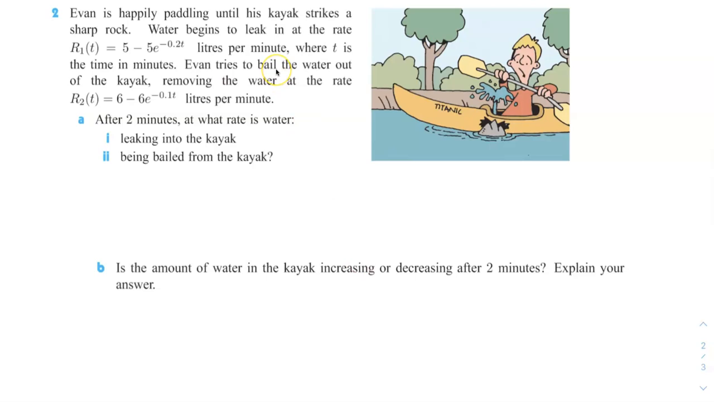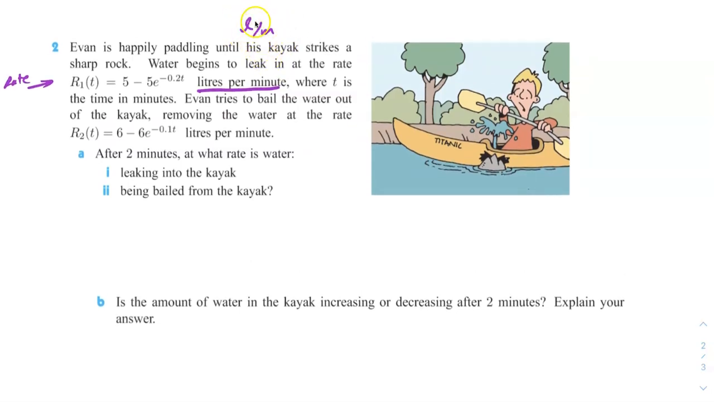But there we go. Okay, let's do one more quick example. Evan is happily paddling until his kayak strikes a sharp rock. Water begins to leak at a rate of this amount, liters per minute. So this is my first rate. So this is water leaking out of the boat. And notice it's in liters per minute. Right, it's a rate. So if I integrate this, I'm just going to get liters.